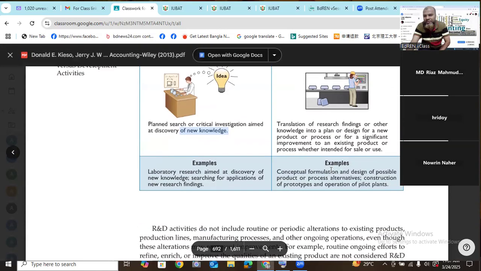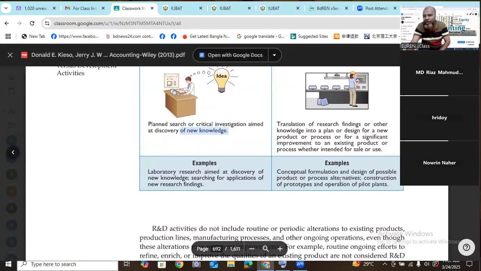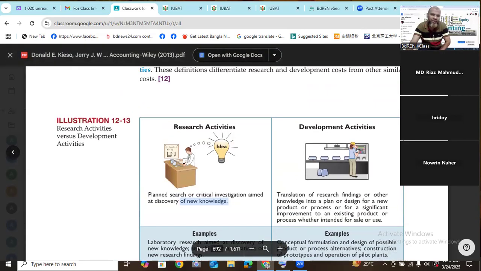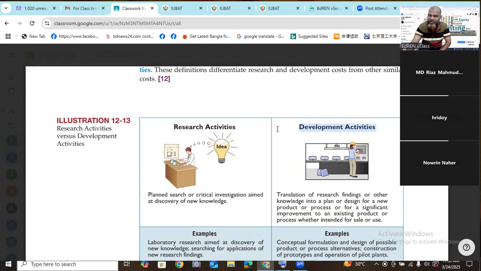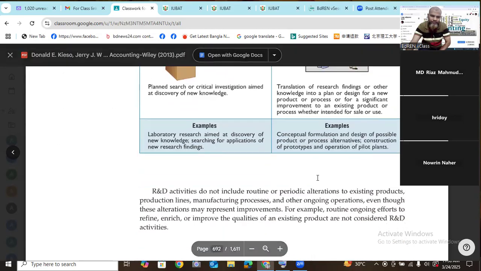Examples of development activities: conceptual formulation of design of possible product or process alternatives, construction of prototypes, and operation of a pilot plant. So now you understand the difference between research activities and development. Development activities are the post-activities after the research activities, and research activities are the pre-activities of the development activities.